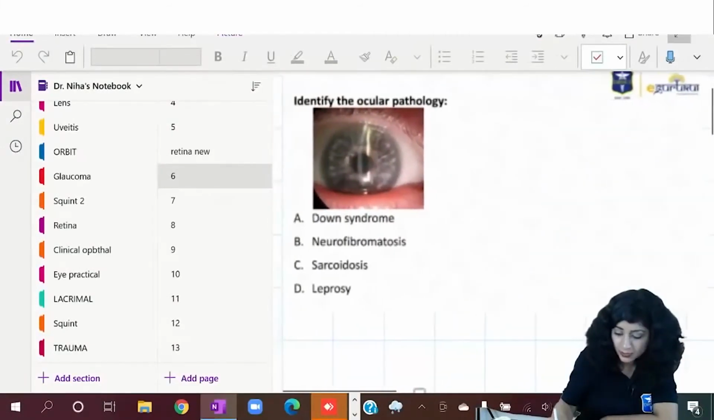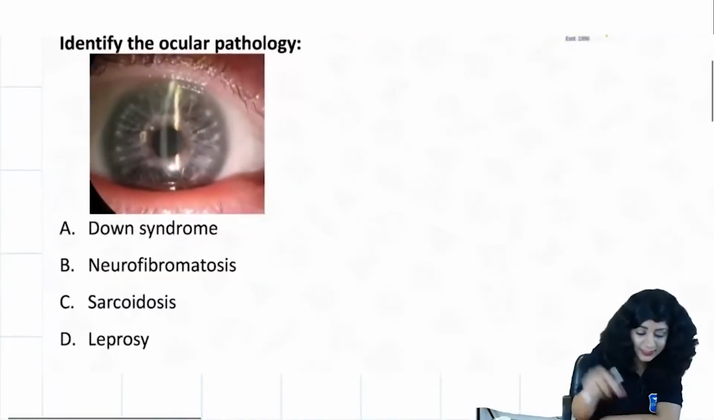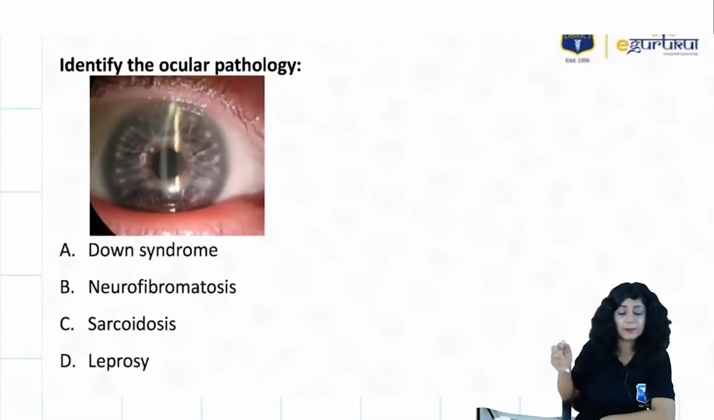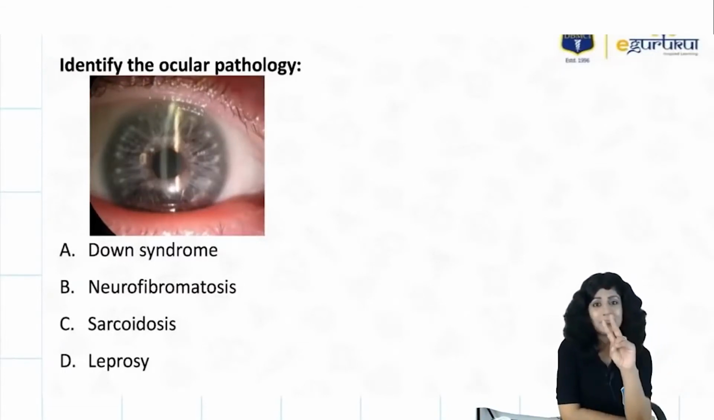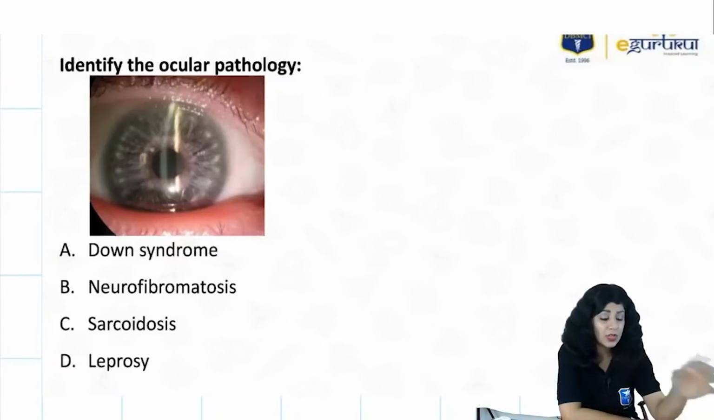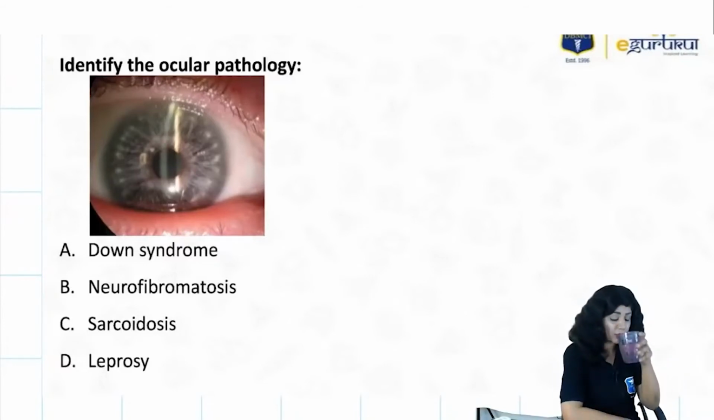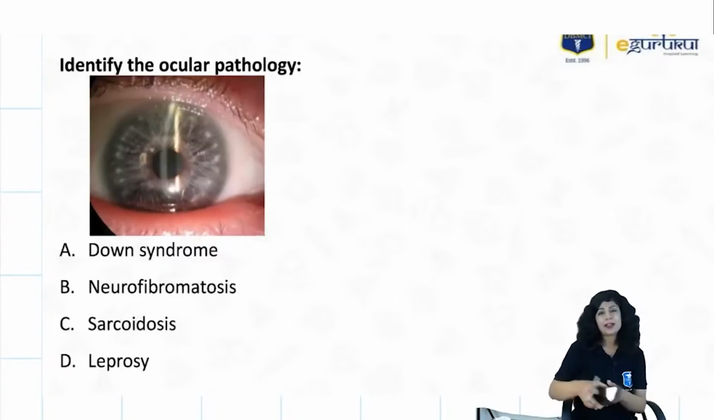Okay. Now, an easier one. See this. Can you tell me the ocular pathology? Can you tell me what is this? So again, this question consists of two parts. First, you have to identify what it is, and only then you will be able to say where it is found. So what is this and where is it found? Is it found in Down syndrome, neurofibromatosis, sarcoidosis, or leprosy? Let me see if you can answer this. This is again an interesting question.